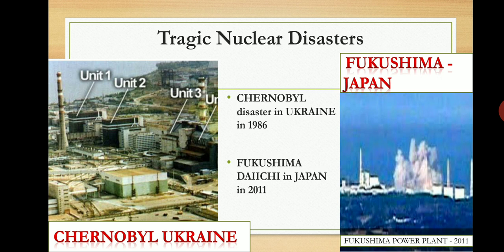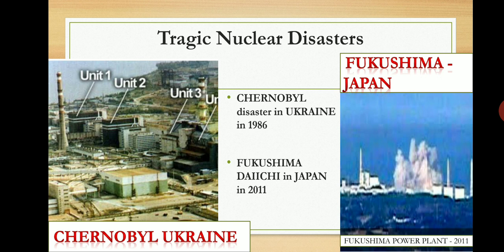And recently, Fukushima Daiichi in Japan in 2011. Which is the other nuclear disaster that we need to learn about? Fukushima Daiichi in Japan, and it happened in 2011. Please repeat with me the tragic nuclear disasters. Some tragic nuclear disasters include the Chernobyl disaster in Ukraine in 1986 and Fukushima Daiichi in Japan in 2011.